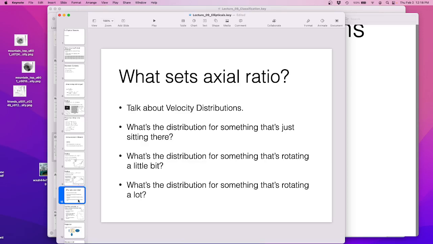Okay. What sets the axial ratio of an elliptical galaxy? So some elliptical galaxies are really round and some are kind of elongated in one way or another. So what sets that?